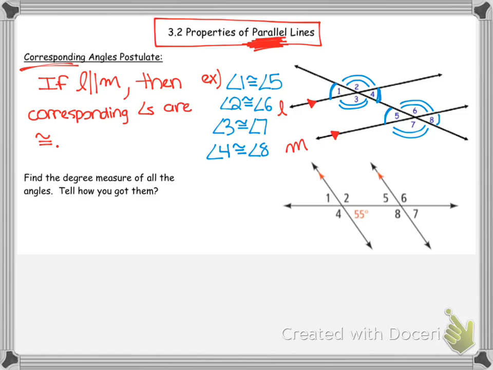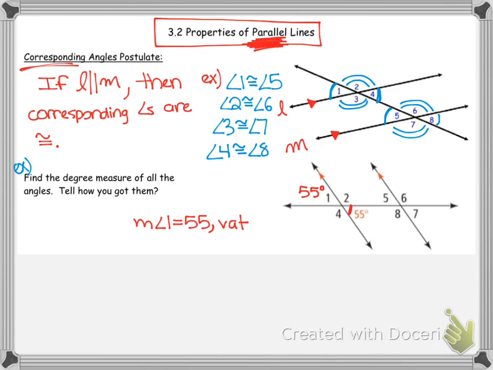So now that we know they're congruent, let's look at this example. We want to find the degree measure of all of those angles and explain how we got those. The only angle we know here is this 55-degree angle. Well, if we know that angle is 55, we also know that the measure of angle 1 is 55 because those are vertical angles. The vertical angle theorem tells us that. So we know 1 is also 55.